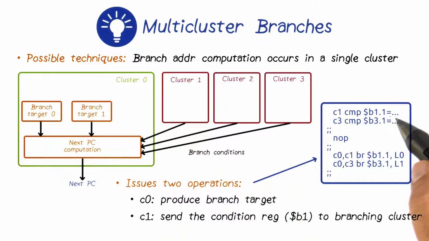The code generated by the compiler looks something like this. Each of the clusters implements the branch comparisons. The branch itself, in terms of its target, is left to cluster 0 with different destination addresses L0, L1, which are computed, and then using the outcomes coming from cluster 1, cluster 2 and cluster 3, the particular destination is selected over here.